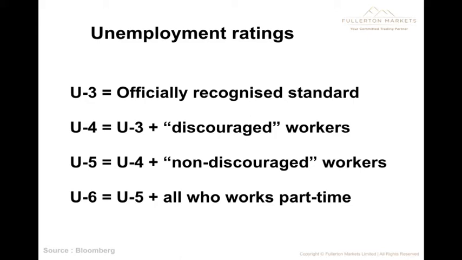U5 are basically everyone under U4 plus another group of workers called non-discouraged workers. Non-discouraged workers means people who are unemployed but not looking for a job in the last 4 weeks because of other reasons, not because they feel that the current economic situation is not good. That's why they are not looking for a job. It is basically other reasons why they are not looking for a job in the last 4 weeks will be classified under non-discouraged workers. Then finally the U6.